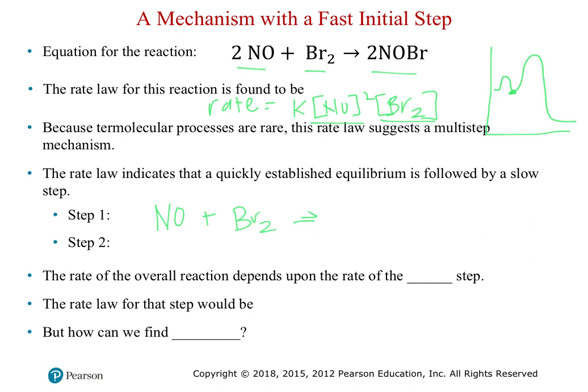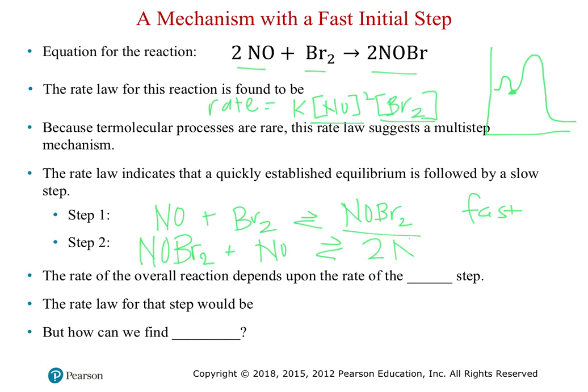So for this reaction, a first step could be that we have nitrogen monoxide plus bromine make an intermediate of NOBr2. And this step is that fast step. So a lot of these intermediates get formed. Then the slow step is where that intermediate reacts with a nitrogen monoxide molecule to make our product, where we get 2 of these nitrosyl bromide compounds. And this is a slow step.